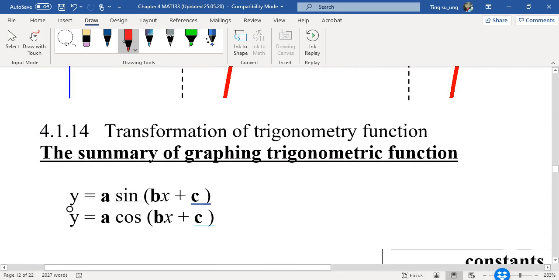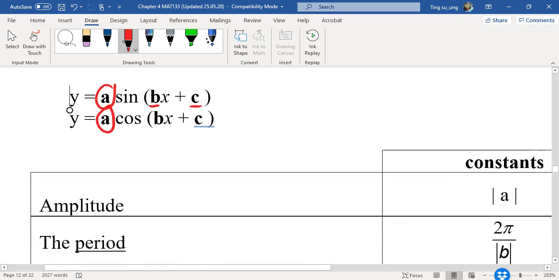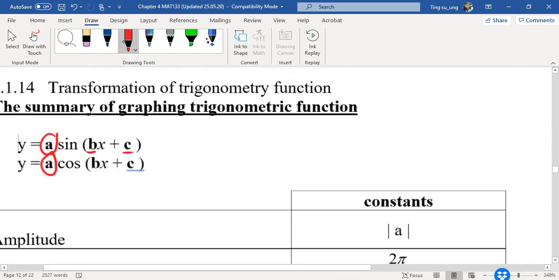Transformation of trigonometry functions. So basically we will come across sine and cos only, for your syllabus. So A here refers to the amplitude, then the B, then the C. So let us do it one by one. At the same time you need to remember the formulas as well.